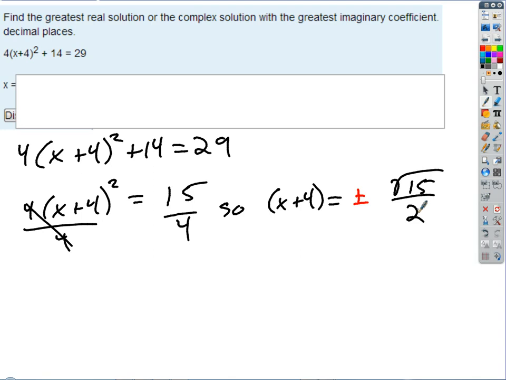And then last step, and remember when I'm adding or subtracting a number, I always want to put it in front of the plus or minus. So I end up with my answer being x equals -4 plus or minus the square root of 15 over 2. And we want the plus because it wanted the greater of the 2, right?